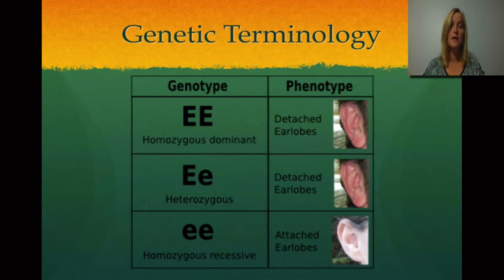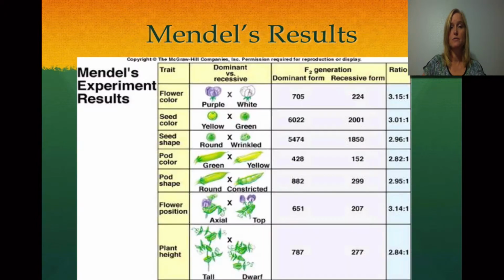So what we got from these experiments that Mendel did is some genetic terminology. Mendel came up with the idea of dominant and recessive. The trait that came up in that second generation, so when he crossed the purple and the white flower plants and got all purple, he said that purple was dominant. And he thought the white was recessive, because it came back again later, but it didn't show up in every generation. So he came up with the concept of dominant and recessive.